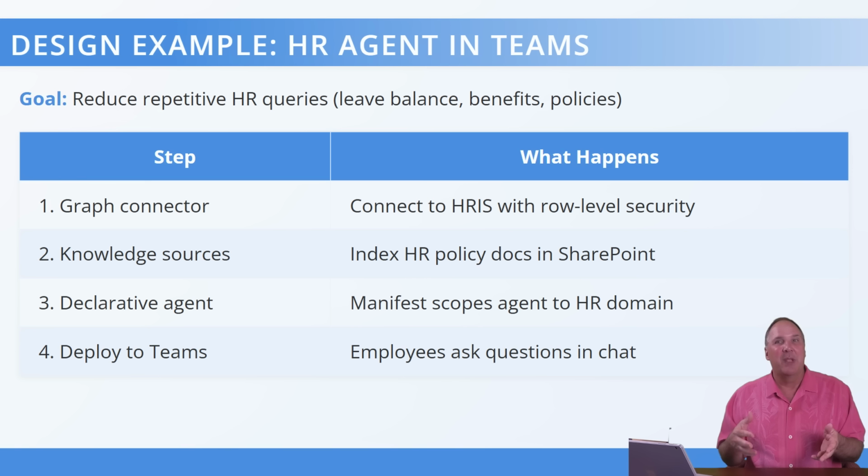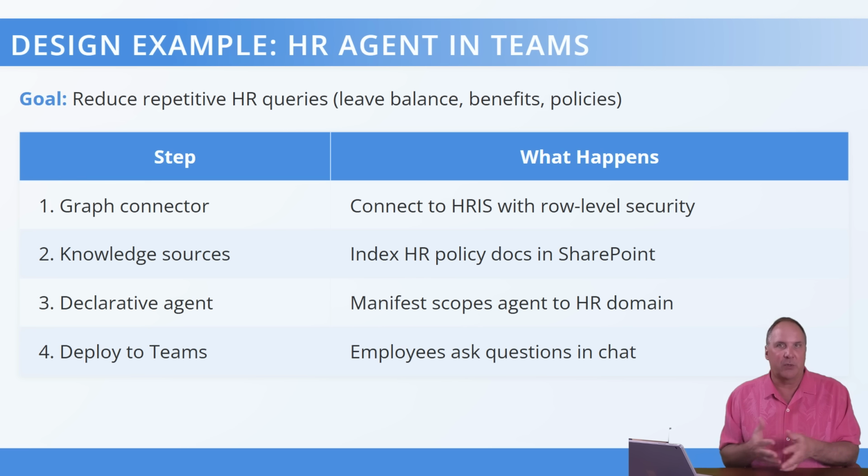Here's the design. Step 1, build a graph connector to the HRIS, the Human Resource Information System. This exposes employee records through the graph with row-level security. Each employee can only see their own data, not other employees' data. Step 2, load HR policy documents into SharePoint, like leave policy, benefits guide, 401k plan, your code of conduct.